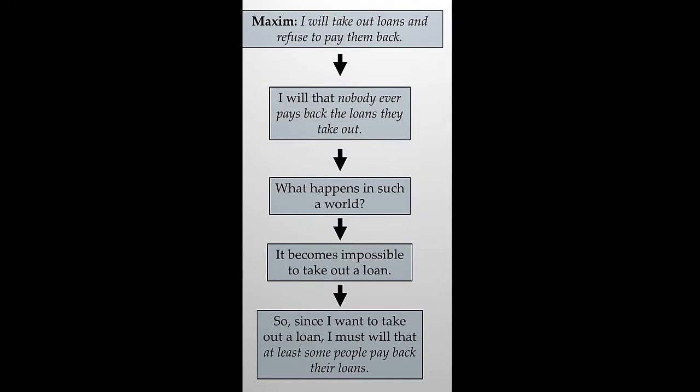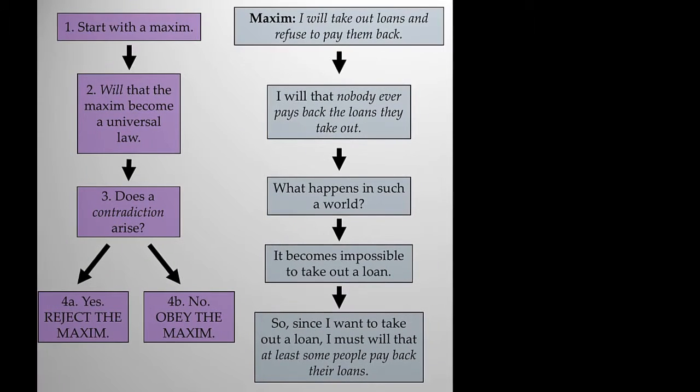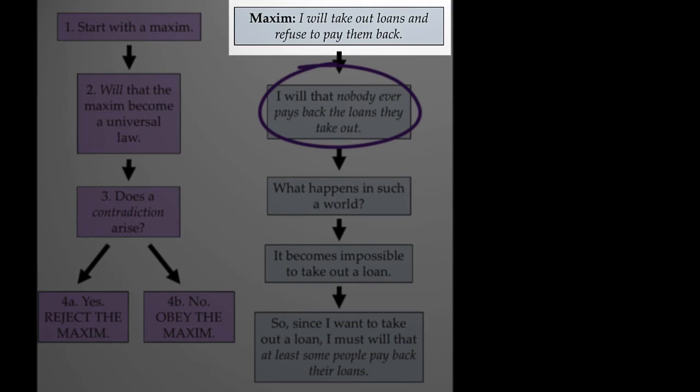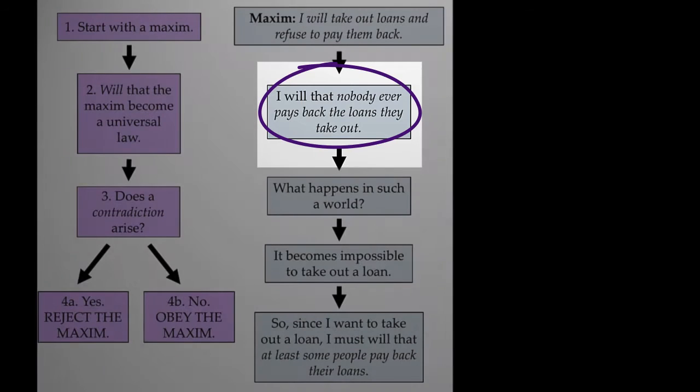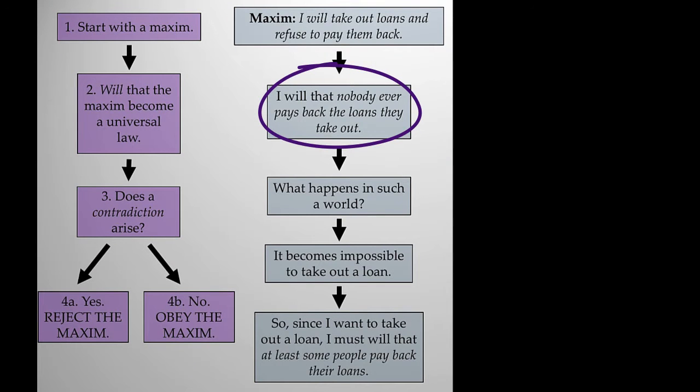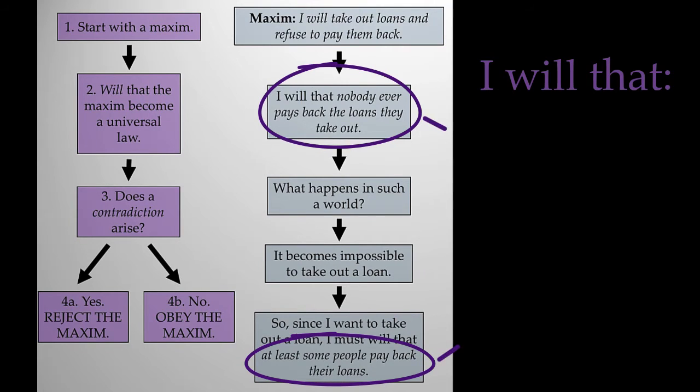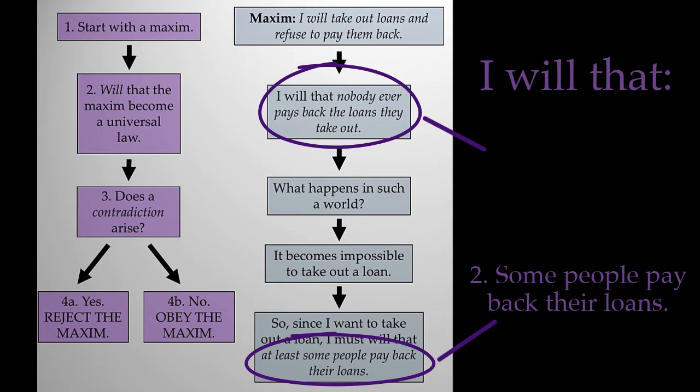What this means then is that when you perform Kant's test, you're willing two things. One is that you're willing the maxim in question becomes a universal law. So the maxim was, I will take out a loan and refuse to pay it back. You're willing that that becomes a universal law. The second thing that you're willing, since you want to take out a loan, is that sometimes people pay back their loans. So there's two things that you're willing. You're willing that some people pay back their loans, and you're willing that nobody ever pays back their loans.